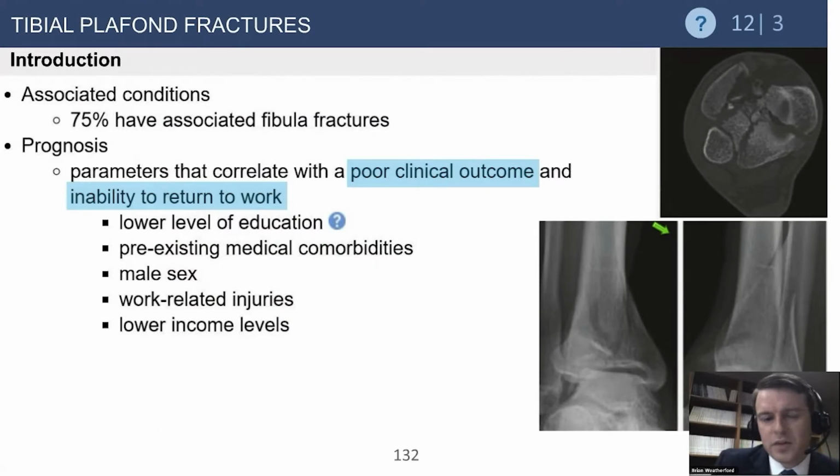So 75% of these injuries have associated fibular fractures. There's also a high incidence of, again, associated musculoskeletal pathology. It's important to note that the parameters that correlate with a poor clinical outcome and inability to return to work are typically a lower level of education, and this has been tested previously. This comes from a classic study by Pollock in 2003, JBJS: pre-existing medical comorbidities, male sex, work-related injury, and lower income levels. Those are all associated with inability to return to work and a poor clinical outcome.